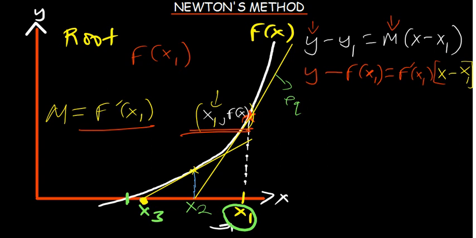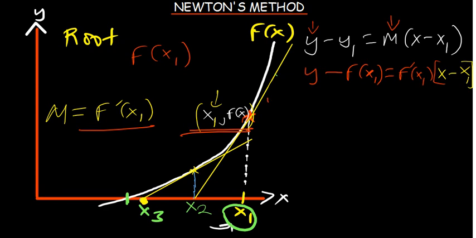We can try to simplify this. So we have y minus f of x1 equal to f prime of x1 times x minus x1. Let me just expand the other side, so that we have something like this.